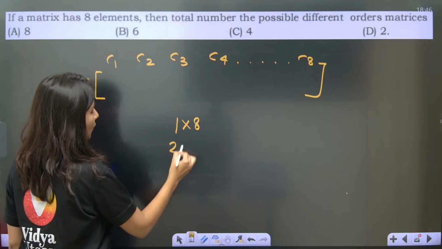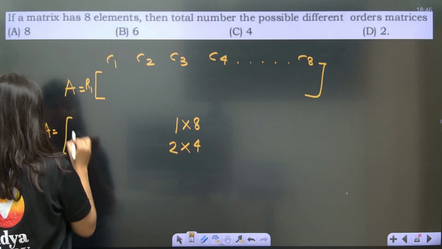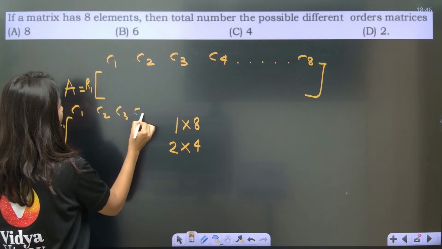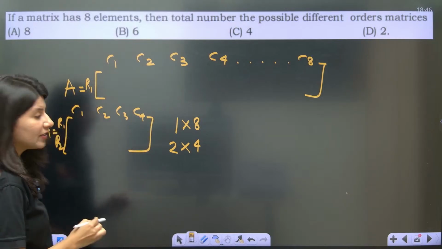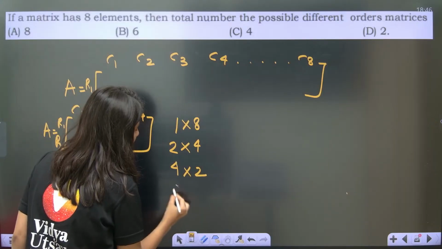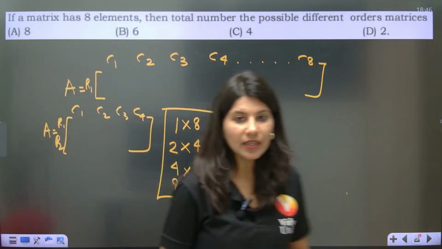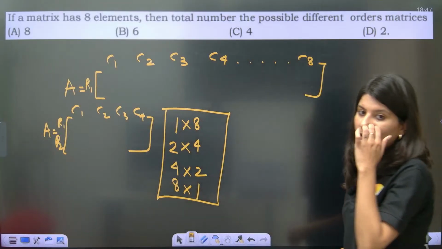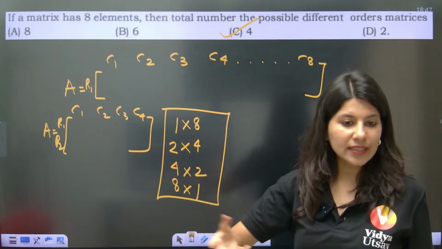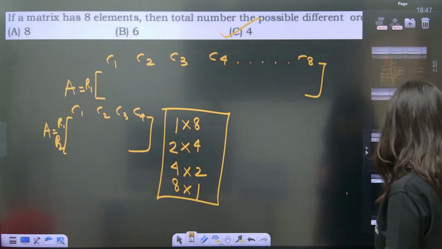Then it could be 2 rows and 4 columns. It will look like row number 1, row number 2, and column 1, column 2, column 3, column 4. So that's how 8 elements will fit. The third case will be 4 cross 2, and then 8 cross 1. That's it. So 4 categories of matrix are available: 1 cross 8, 2 cross 4, 4 cross 2 and 8 cross 1. You are absolutely correct. Option C is absolutely right.